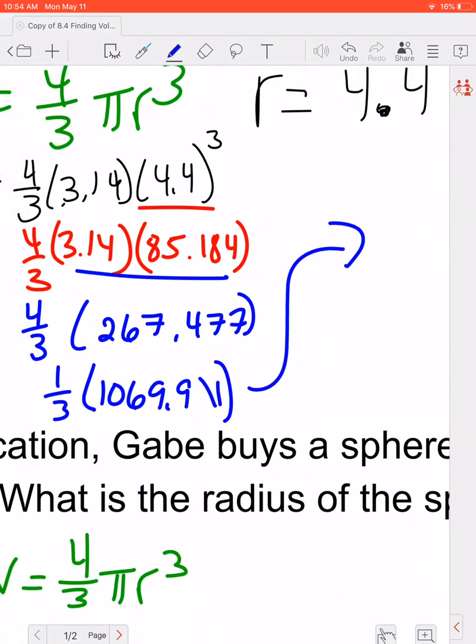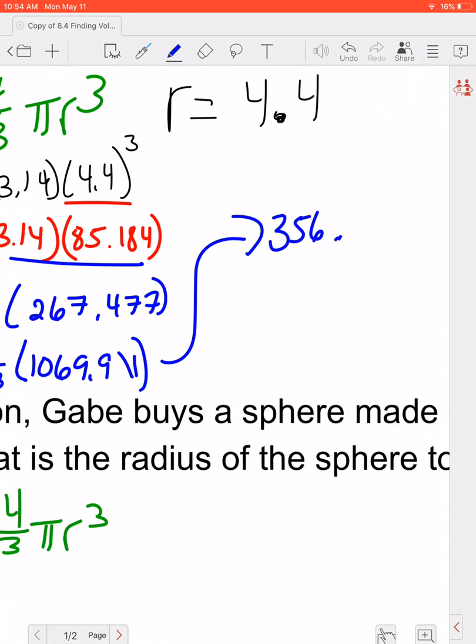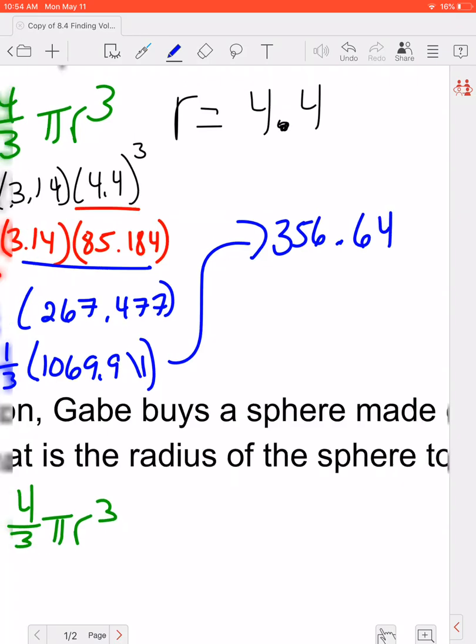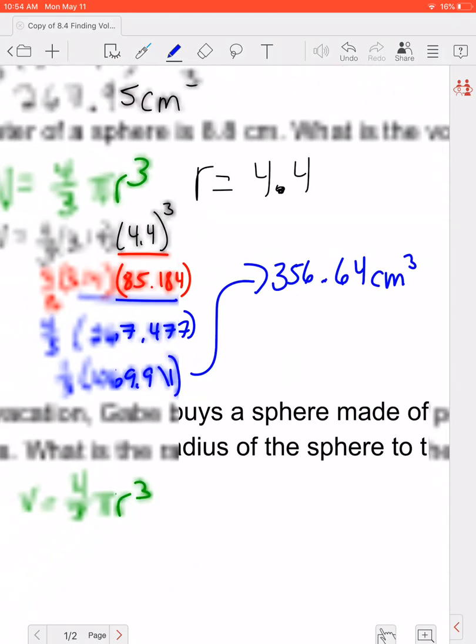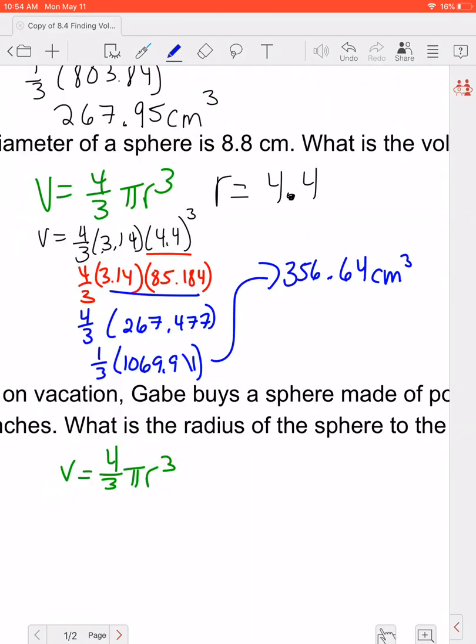I'm just going to move this up here. Then we're going to divide by 3, which will give me 356.637, so that would be 356.64. And my unit is centimeters again, cubed. Please, please, please make sure we are looking at that unit and making sure it makes sense.